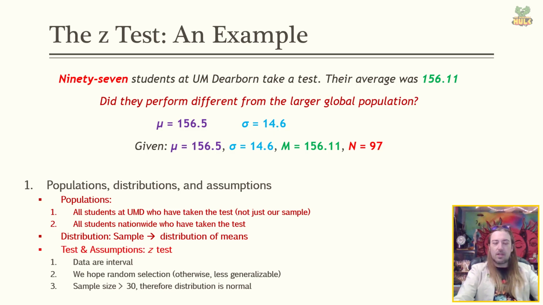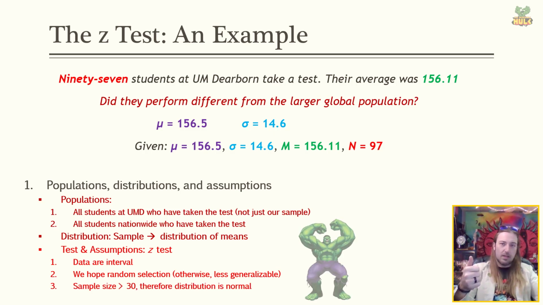Test and assumptions then. Well, we know population information: population mean and population standard deviation. We have sample mean and sample size, which means we are in the world of a z-test, which means the assumptions are that the data are interval. It looks as though they are. There'd be no reason to doubt the scores on a test being interval in nature. We're going to hope for random selection of these 97 students, and not 97 engineering students or 97 history majors or whatever it happened to be.